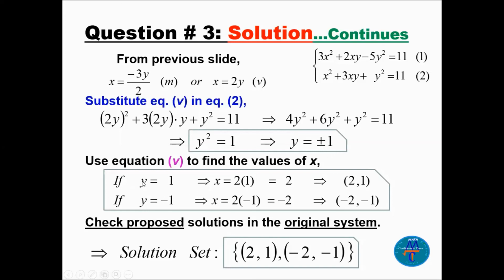See now, if y equals 1, what will happen? If y equals minus 1, what will happen? So I go to V to find x. X will be 2 times y, so we get x is 2. First, we put x always: 2, 1, minus 2, minus 1. You have to check the proposed solution in the original system. Then the solution will be 2 points: (2, 1) and (minus 2, minus 1).